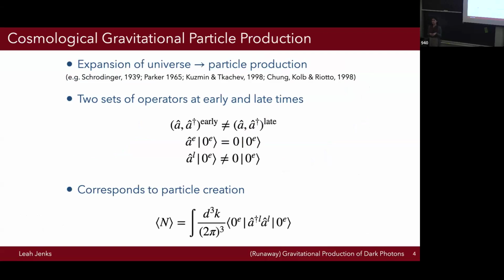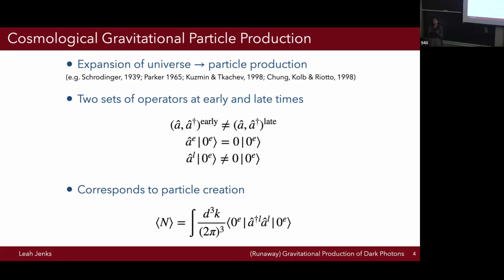Okay, so there are many different ways that dark matter can be produced. The one that I'm going to be focused on today is cosmological gravitational particle production, or CGPP, or GPP, as I will call it. This is a very old idea going back to Schrödinger in the 1930s, which discusses how the expansion of the universe produces particles. This is particularly relevant during inflation when the universe is exponentially expanding very rapidly. The basic idea is that we have particles which are pulled out of the vacuum by the expansion of the universe during inflation.